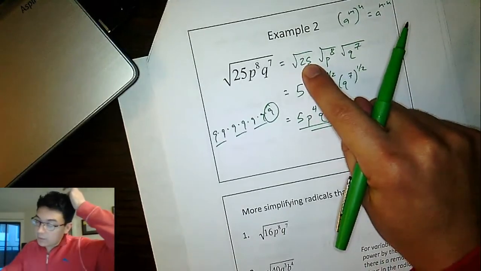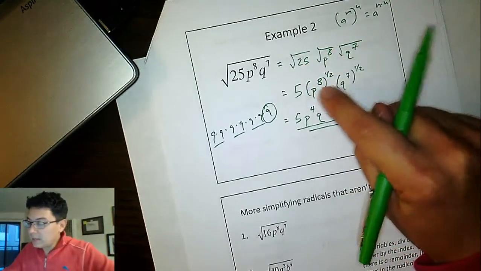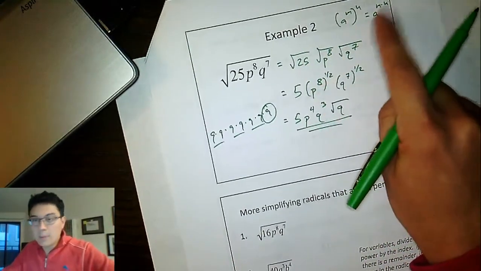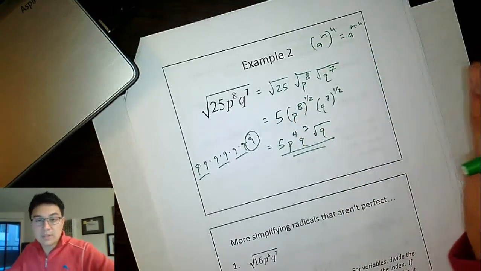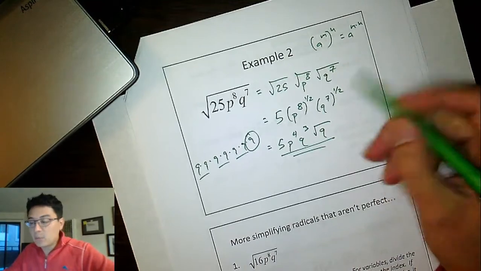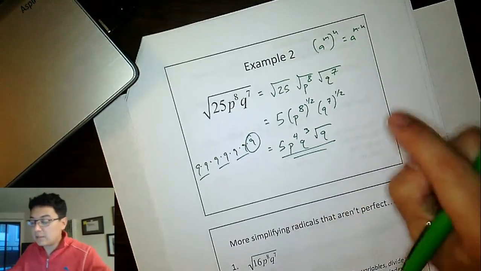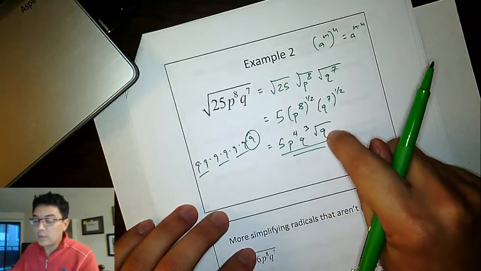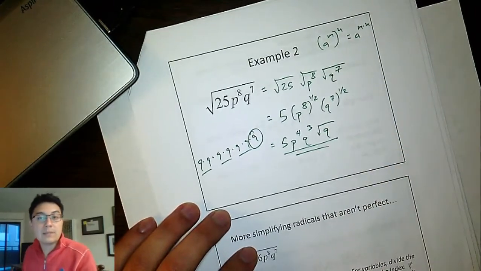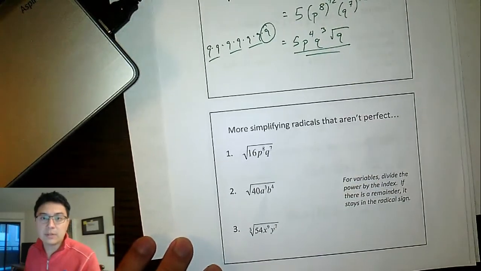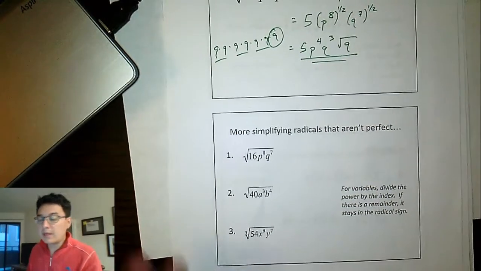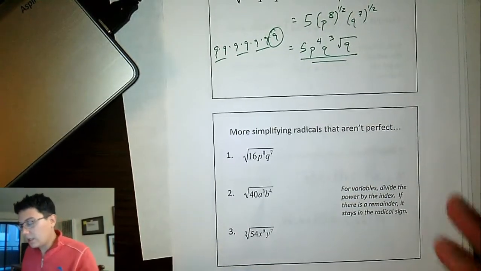I'm able to take the square root of 25. P to the 8th, I can simplify using our product rule for exponents. 8 times 1/2 works out to a perfect number. 7 times 1/2 does not work out perfectly, so it has a remainder, and that remainder is what's going to still be under the radical at the end. I'd like you to try these next 3 problems, and when you're done with that, come back to the video.